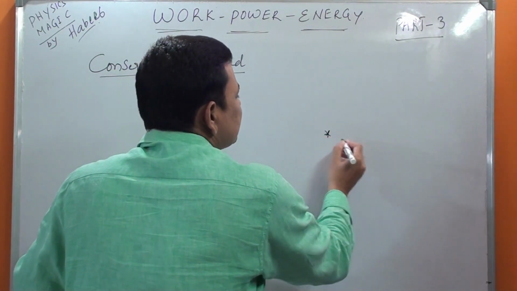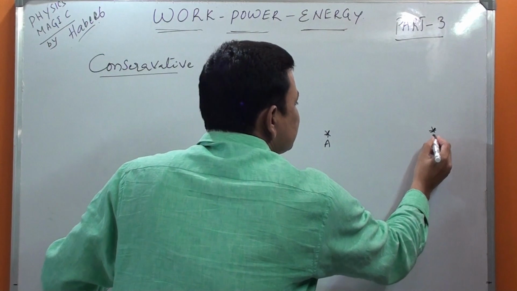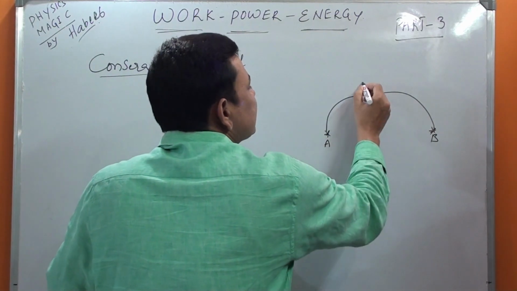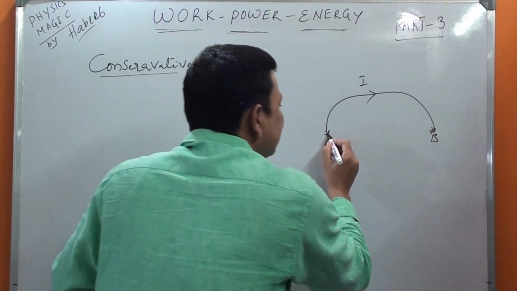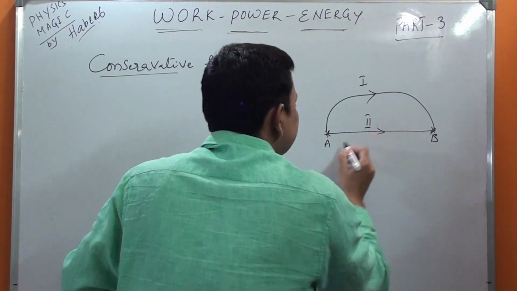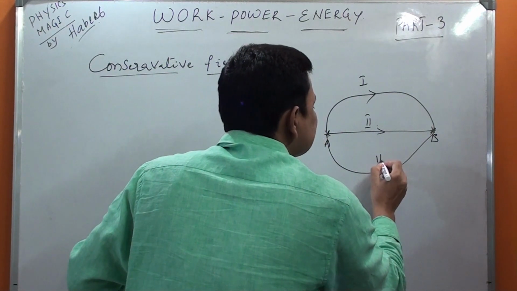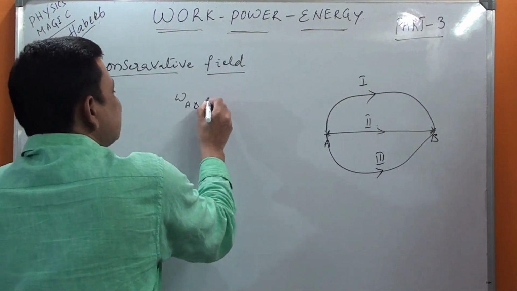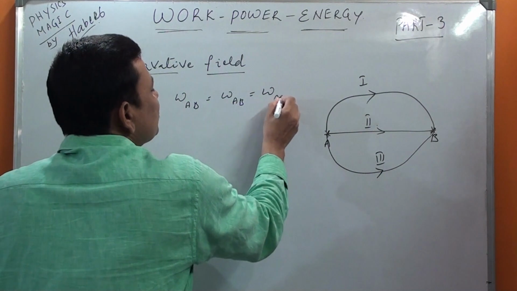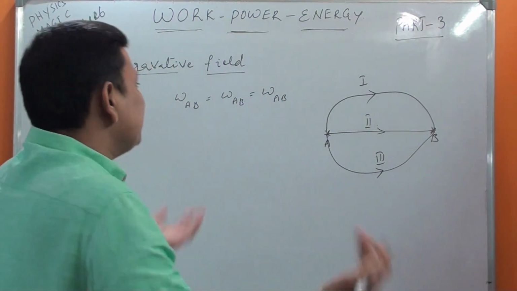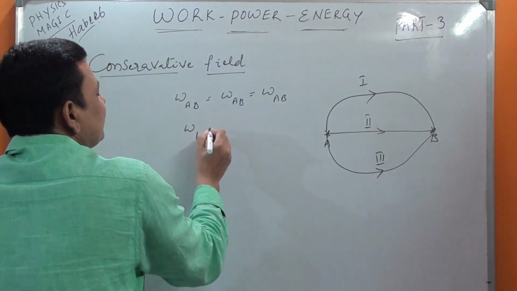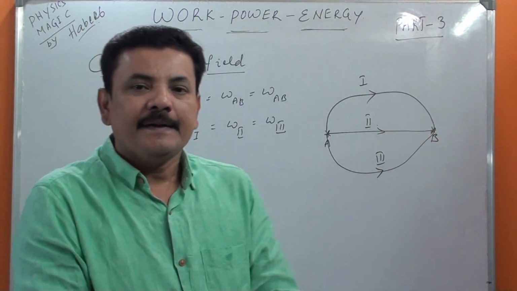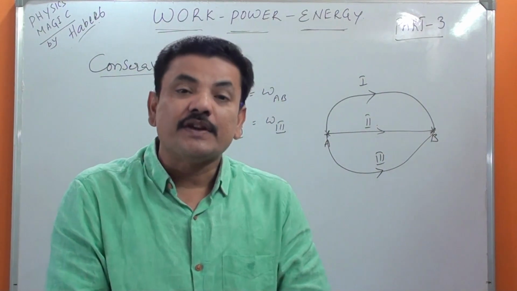Let us suppose two points here, A and B. This is point A, this is point B. Work is done in this path, let us suppose it is case 1. And work is done in this path, it is case 2. Then work is done like this, it is case 3. So I can say here WAB is equal to WAB is equal to WAB. In a simple way, W1 for the first case is equal to W2 for the second case, equal to W3 for the third case. Such fields we call conservative fields.